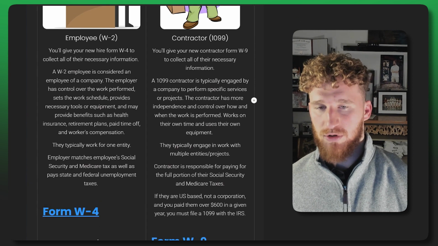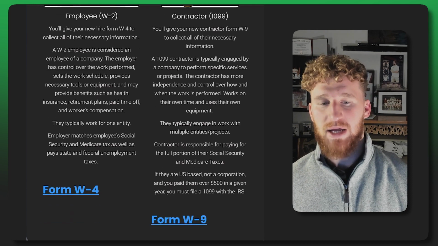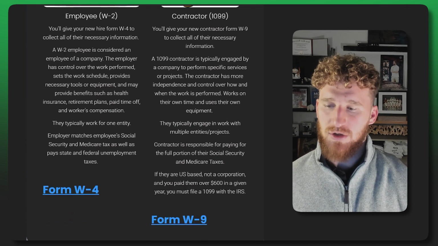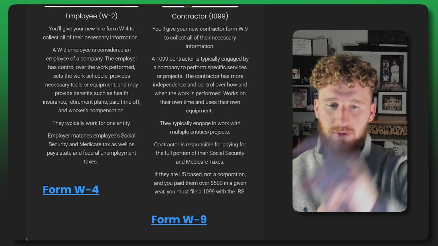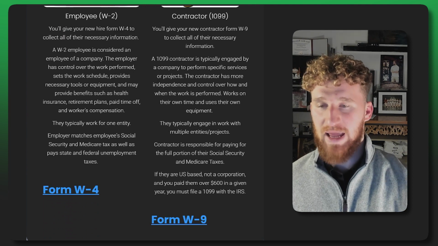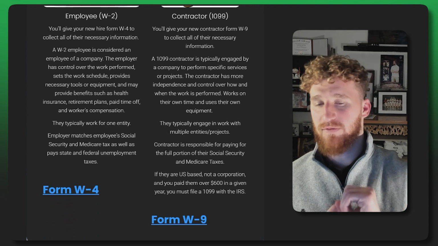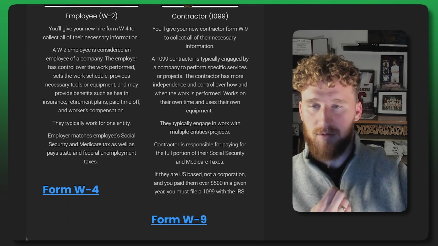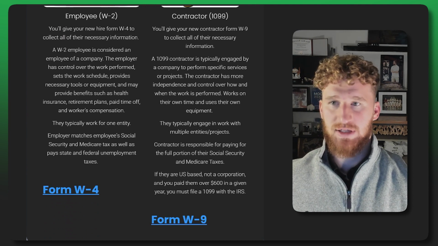So Form W-4 is what you collect from a new employee. Form W-9 is what you collect from a new contractor. And best practice around this would be just like having in a Google Drive folder, just a folder that's W-4s and a folder that is W-9s. And then before you even pay a new employee or a new contractor, ideally you would have already sent them that W-4 or W-9, gotten it and collected it, and then you can just keep it in those Google Drive files. That's probably best practice.